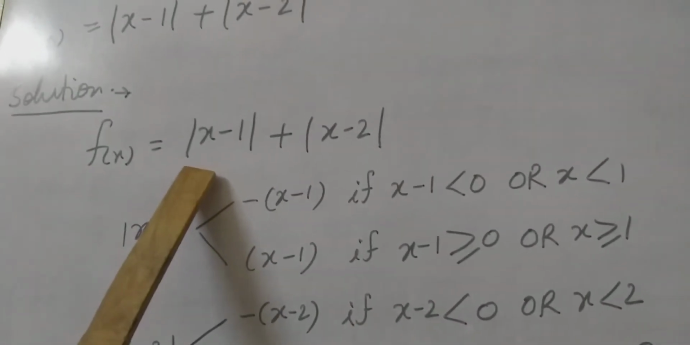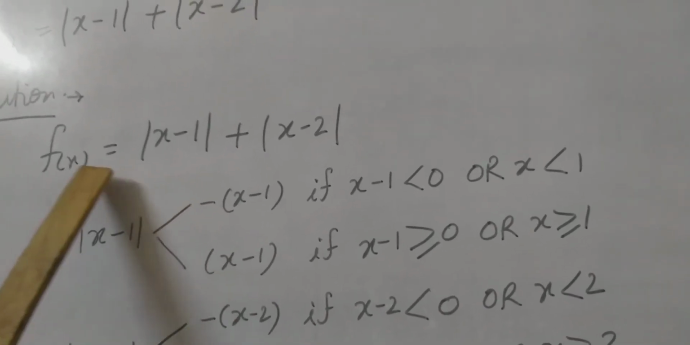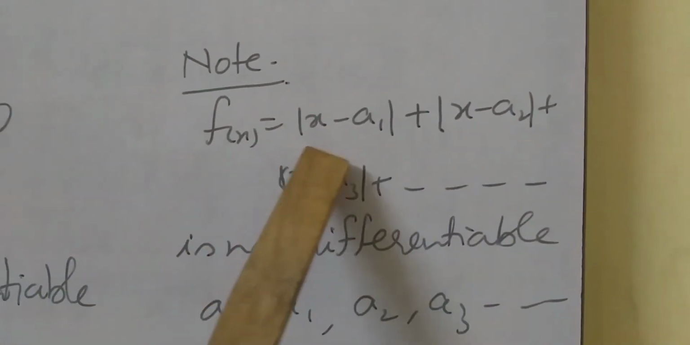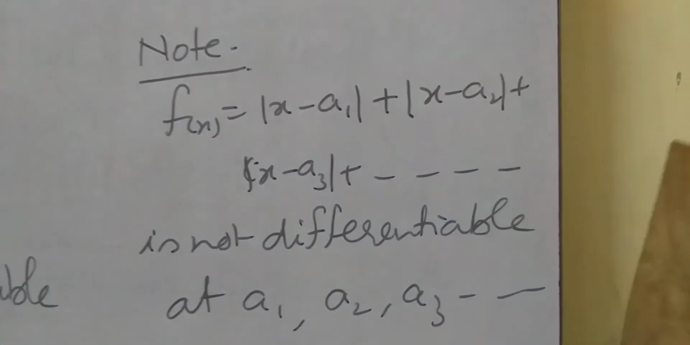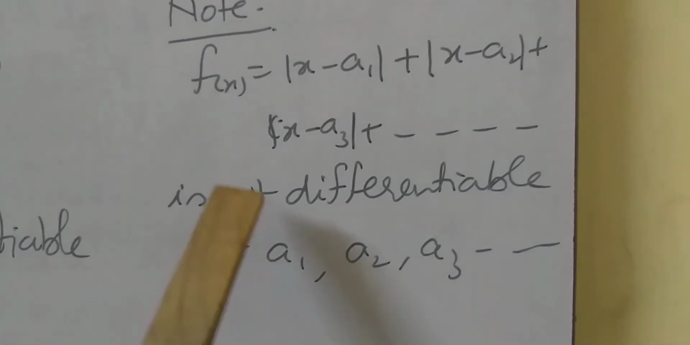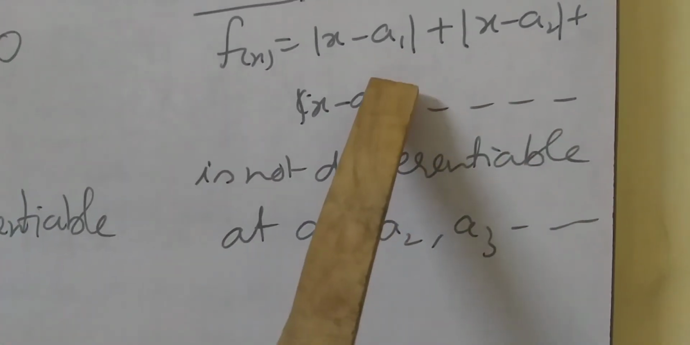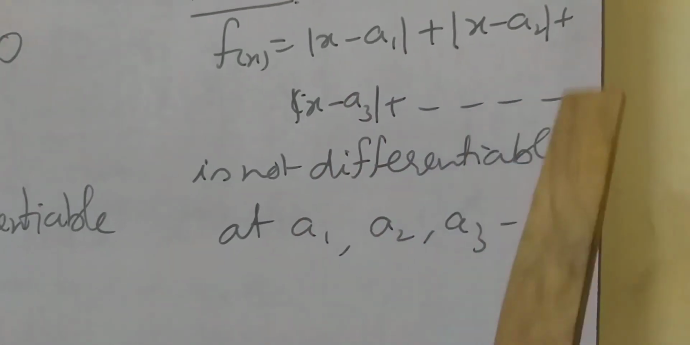Now you will remember one thing also: when f(x) is given in this form, |x − a1| + |x − a2| + ... + |x − a3|, always remember it will not be differentiable at x = a1, x = a2, x = a3.